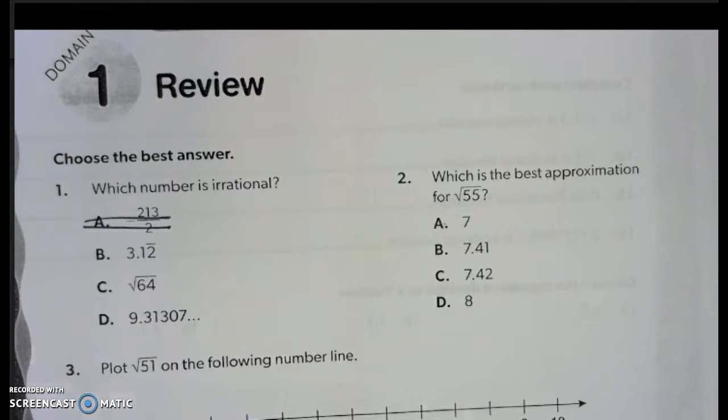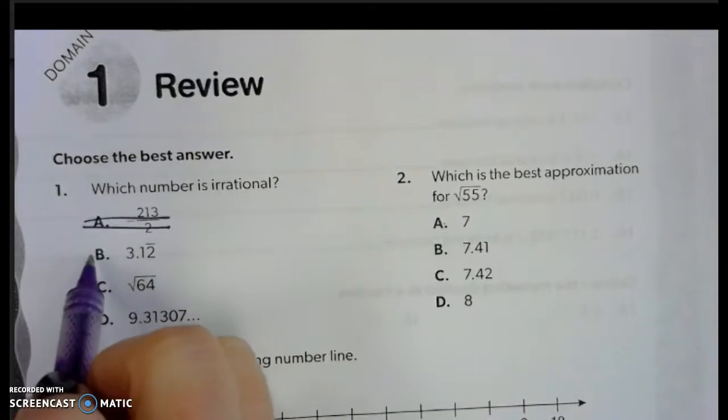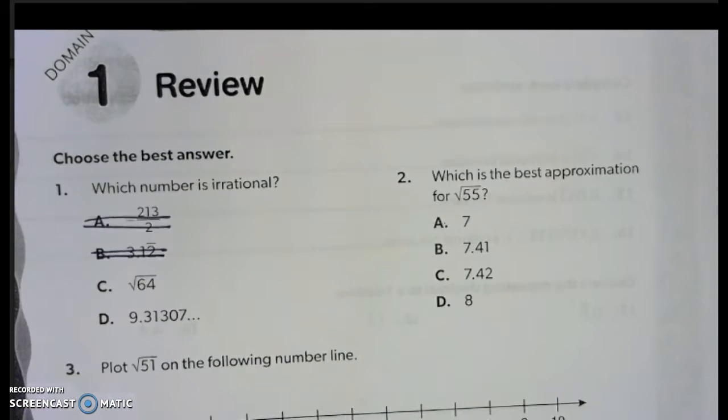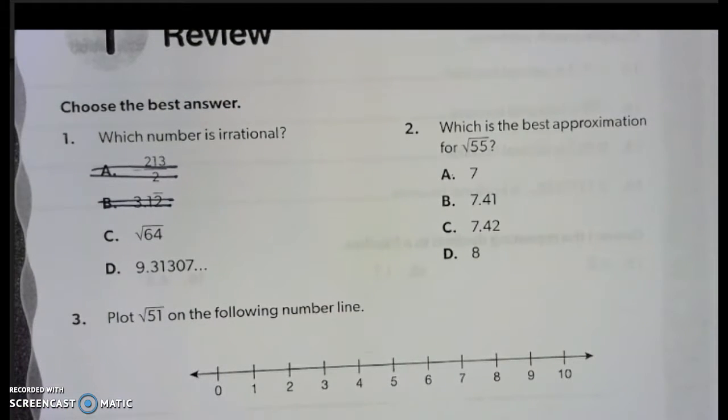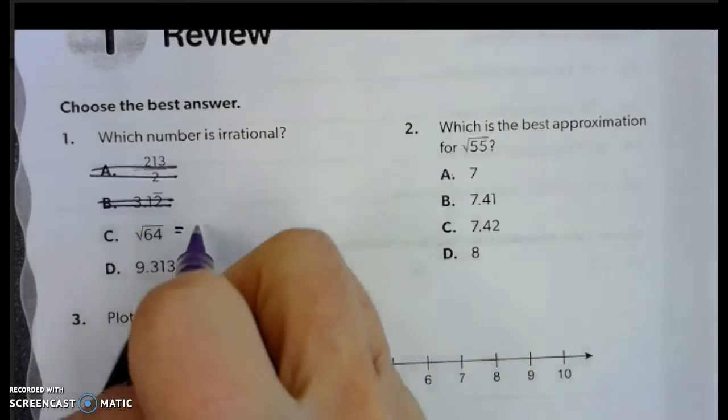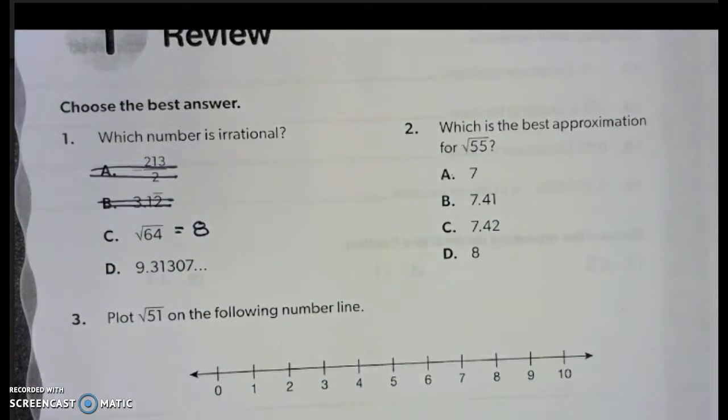3.12 repeating, the fact that it is repeating makes it rational, so it cannot be irrational. The square root of 64 needs to be simplified. It comes out to 8, which is also a whole number and is very much rational.